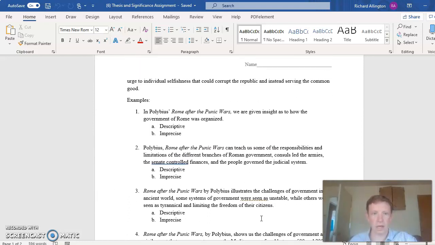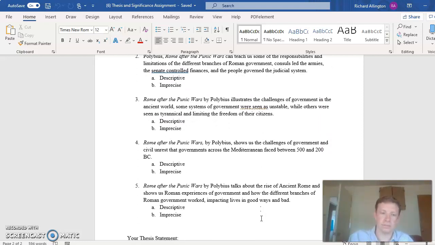The second part is a series of multiple choice questions. I've given you sample thesis statements, thesis sentences. And then what I want you to do is to decide whether they are too descriptive or too imprecise. I have picked these because they are faulty thesis statements. So these are examples of what not to do. But your task is to determine what they've done wrong or where they could be improved.